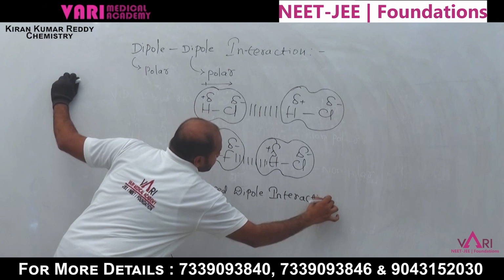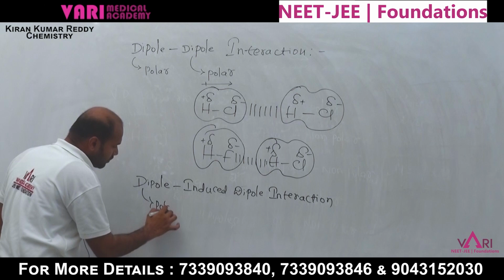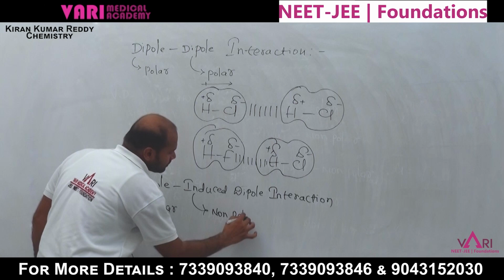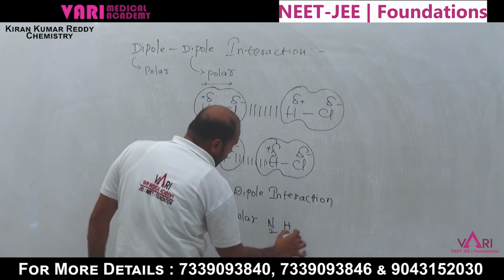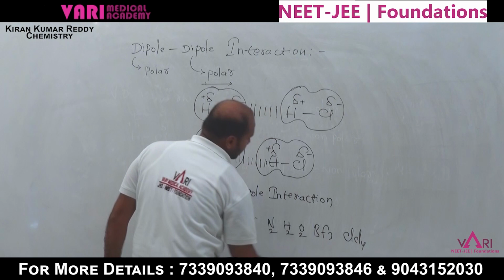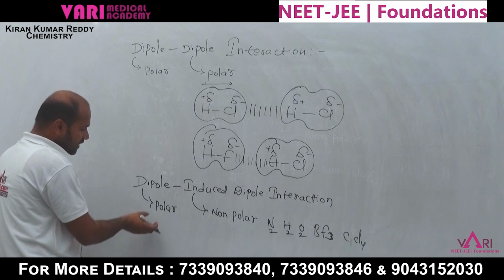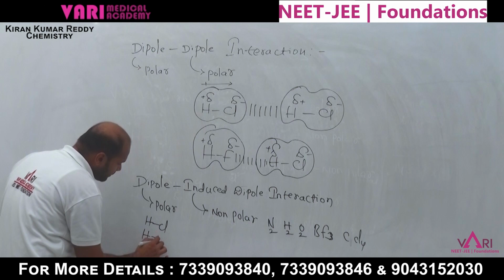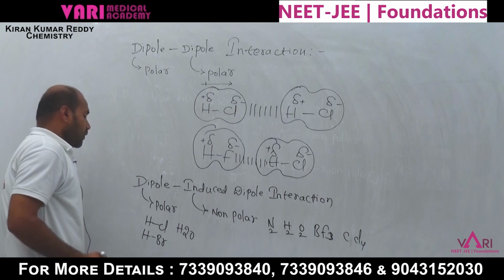Dipole induced dipole interaction. Here dipole means it must be a polar molecule, and inducing means the non-polar molecule. Non-polar molecule examples are N2, H2, O2, BF3 and CCl4, carbon tetrachloride. Polar molecules, I am taking HCl, HBr and H2O also. Now dipole molecule, first one is HCl, I am taking as an example.